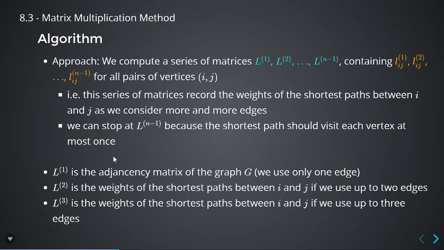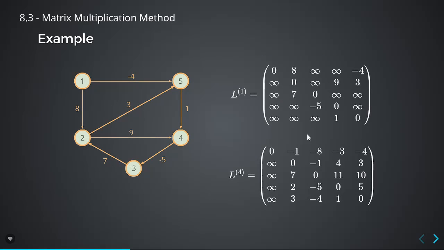Big L1 is just the adjacency matrix, because you're only allowed to use 1 edge. Big L2 is the weights of the shortest path if we use up to 2 edges. And this is a big matrix. Actually, I'll just show you what the matrix looks like. This is it, right? So here you have 5 vertices, 1, 2, 3, 4, 5. And the matrix tells you the shortest distance between any 2 pairs. So between 1 and 5, well, this is the answer actually, L4, that's the answer. Between 1 and 5, the shortest distance is minus 4. Between 5 and 3, the shortest distance is minus 4, and so on.